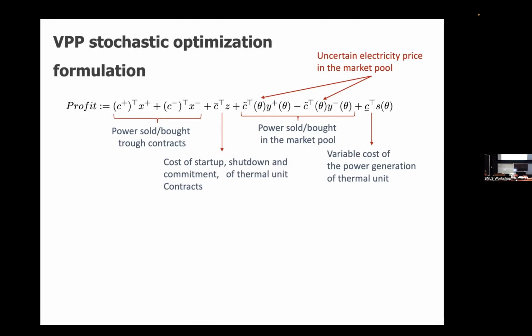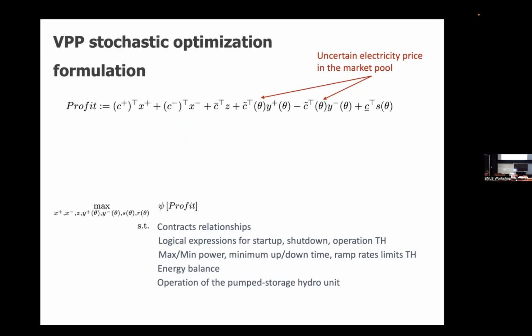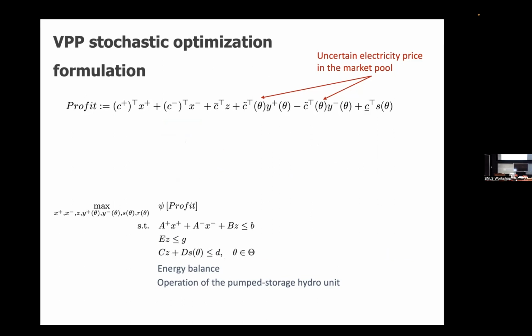And then here we have the terms for the power that is sold in the market or bought. And we have also some variable costs of the power generation of the thermal units. So basically, the formulation looks like this. We want to maximize this profit, right? Subject to the constraints on the contracts, the logical expressions for the startup and shutdown of the thermal unit, and all the constraints of the thermal unit, plus the energy balance, the operation of the pump storage hydro unit.